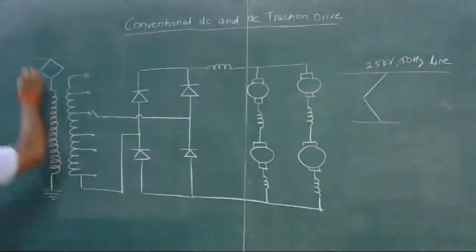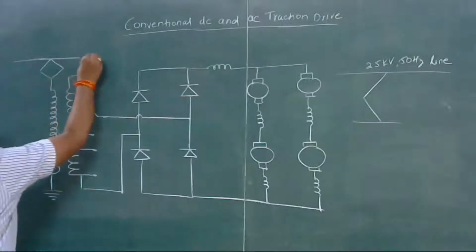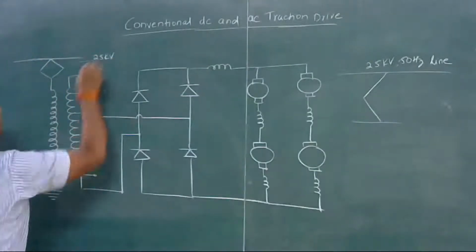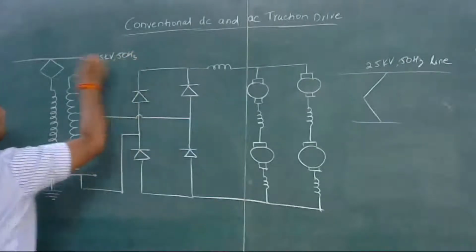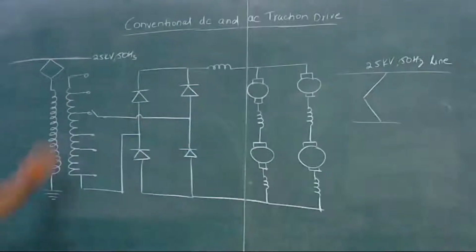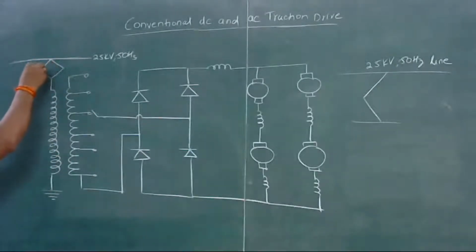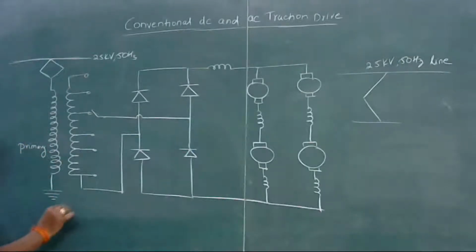So this is our 25 kV 50 hertz line. This is a high voltage line, and through the pantograph it is provided to the locomotive, and this is the primary of the transformer. So basically it is a step down transformer.